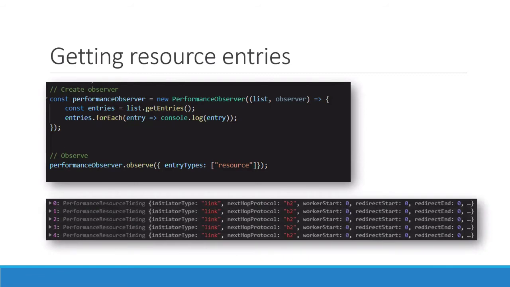So each one of those, they are resources. You can see the initiator type is link, so it's probably a CSS resource. And you can see all this information. You can't really see it from the screenshot, but all the timestamps are there. For example, connection start, connection end, the duration of the response, TCP connections, everything is there.